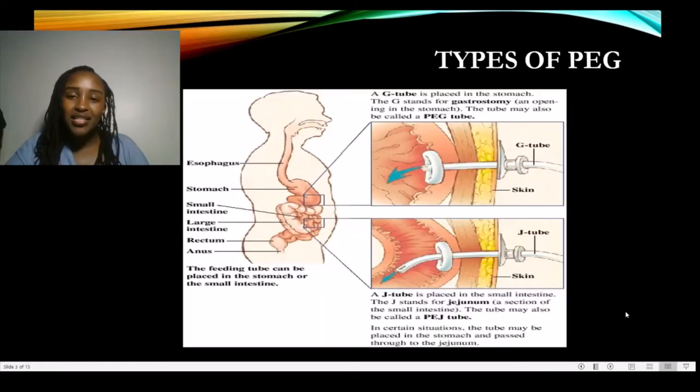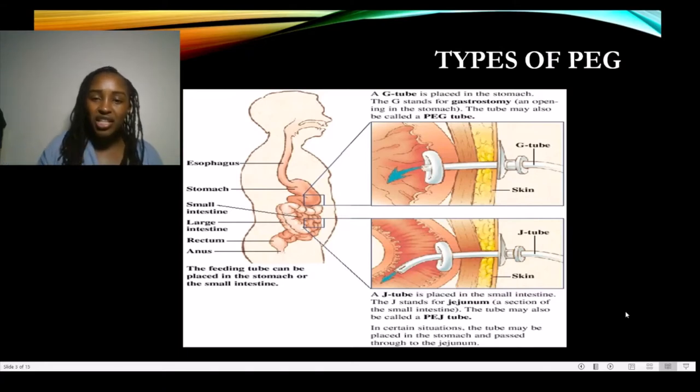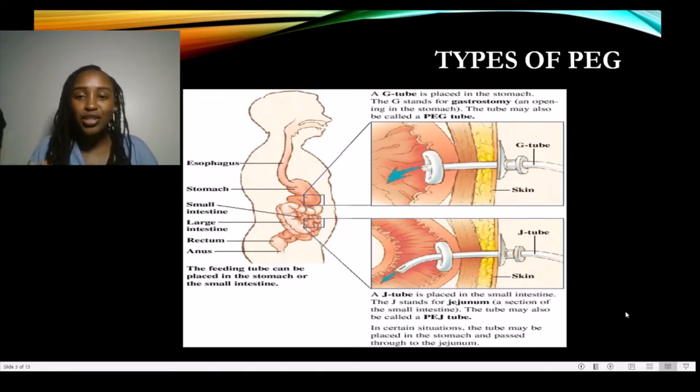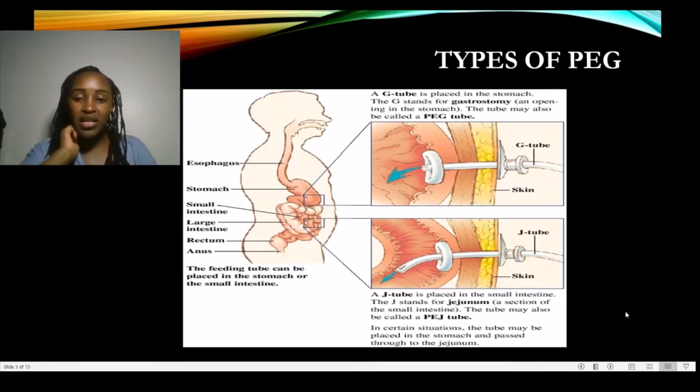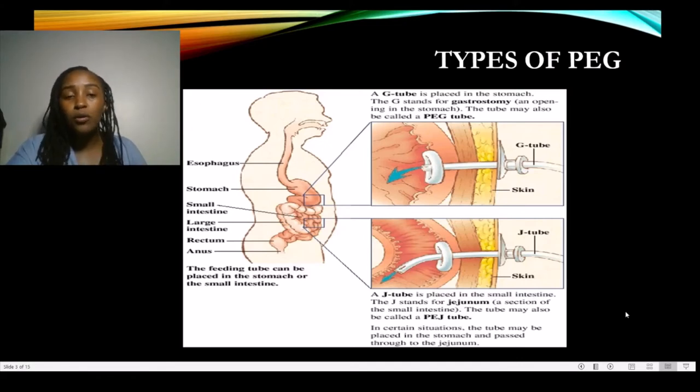So when discussing the types of PEG tube, we have a J tube and a G tube. A G tube is placed in the stomach, and G stands for gastrostomy, and that is when it will be called PEG. That means it is at the level of the stomach, directly from the skin. And then a J tube is placed in the small intestine, and the J stands for the jejunum, a section of the small intestine, and this tube will be called a PEJ, which is a percutaneous endoscopic jejunostomy tube.